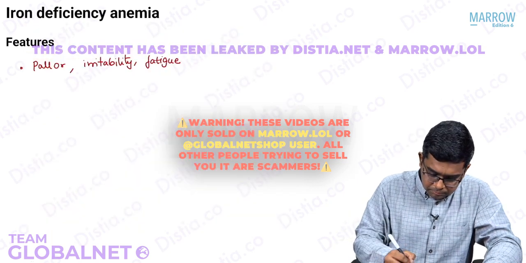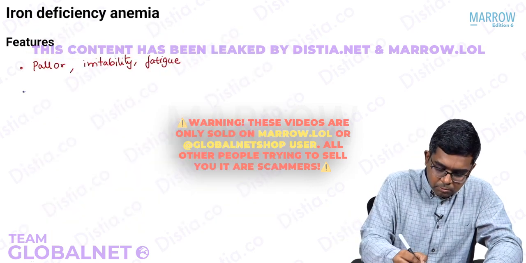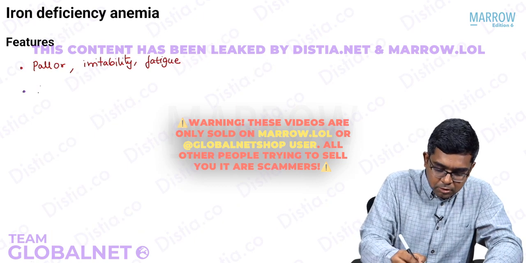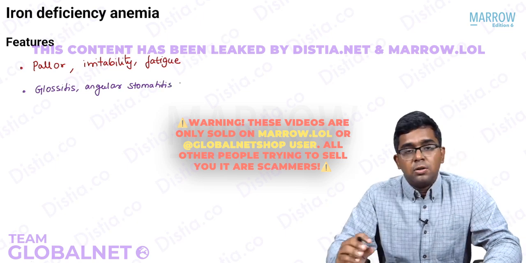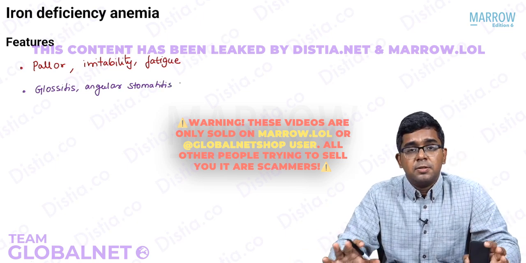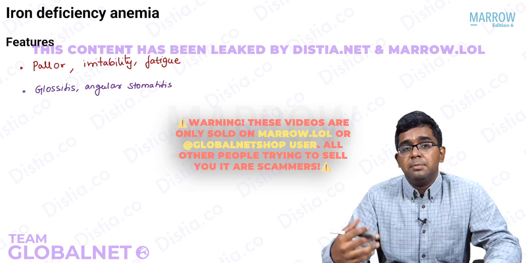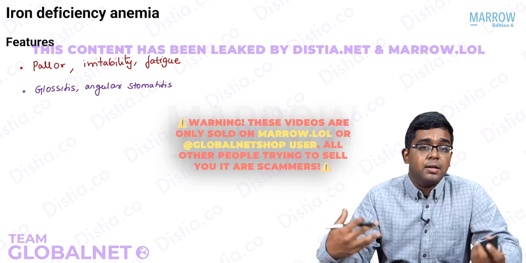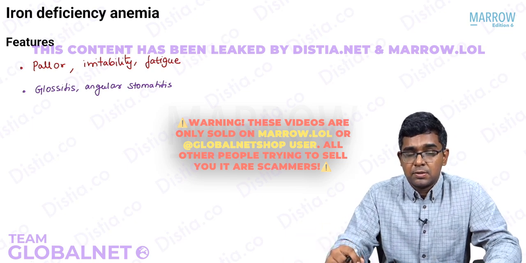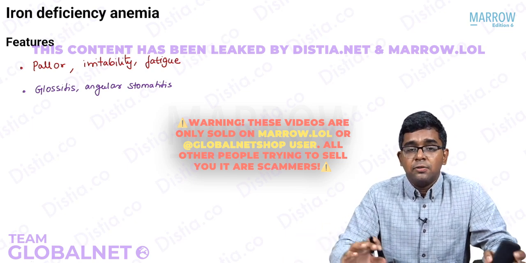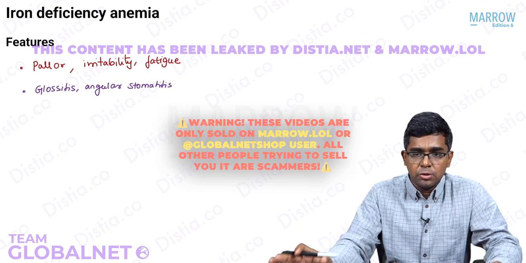Other features include manifestations in the mucous membrane, like you can have glossitis, angular stomatitis. Again, this glossitis and angular stomatitis are not specific features for iron deficiency anemia. They can be seen in other causes of anemia or other nutritional deficiencies also, especially riboflavin deficiencies. So these are the usual features of iron deficiency anemia that one should know about.